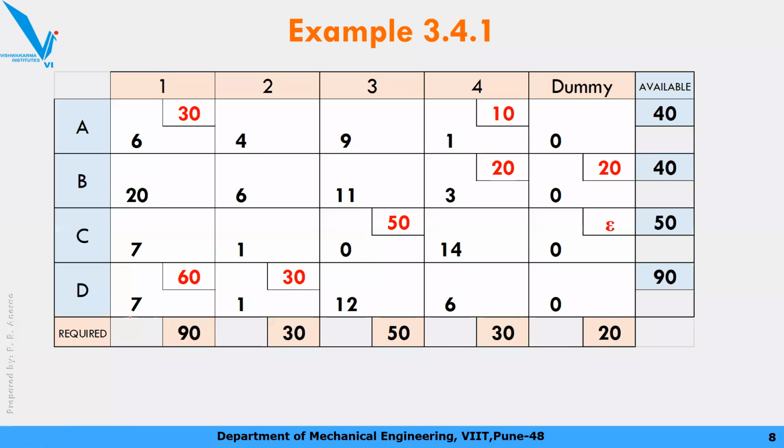Now just count the number of allocations: 1, 2, 3, 4, 5, 6, 7 and 8. Now it's a non-degenerate solution. Now the next step will be optimization. So if there is no doubt in a degeneracy case, we will proceed with optimization.